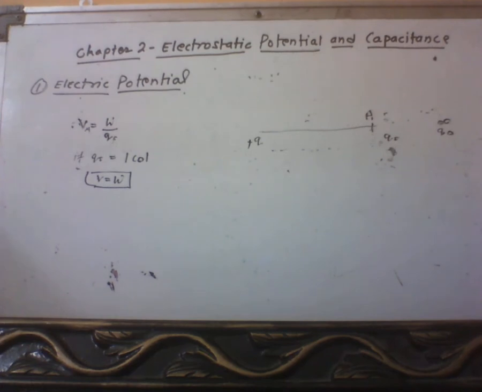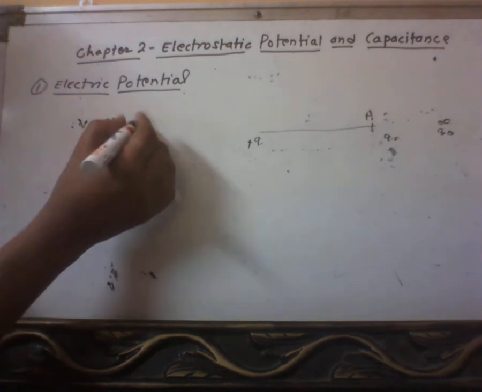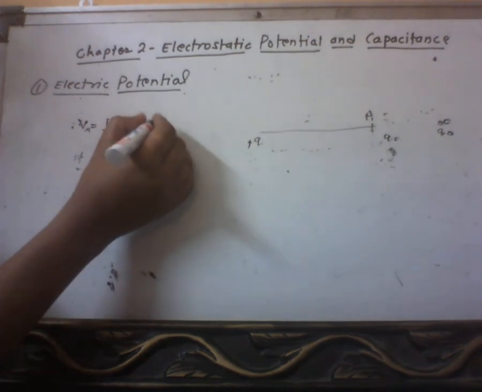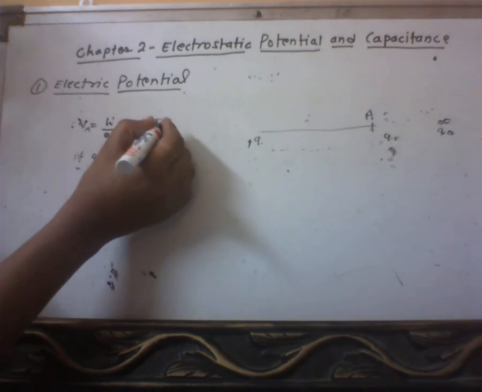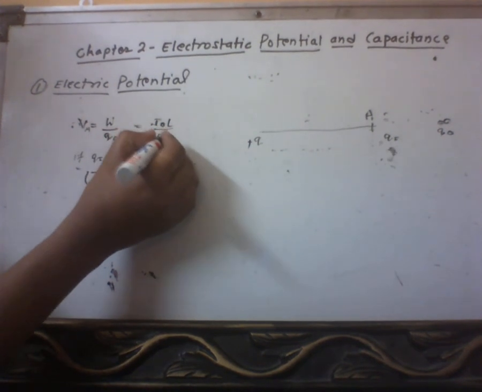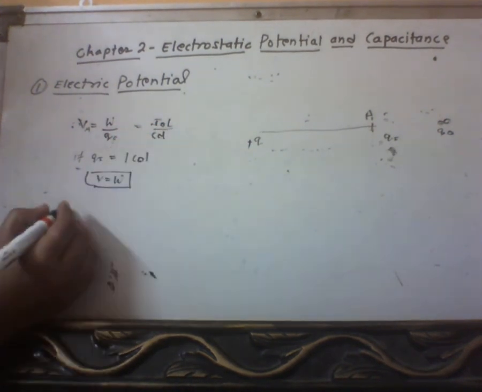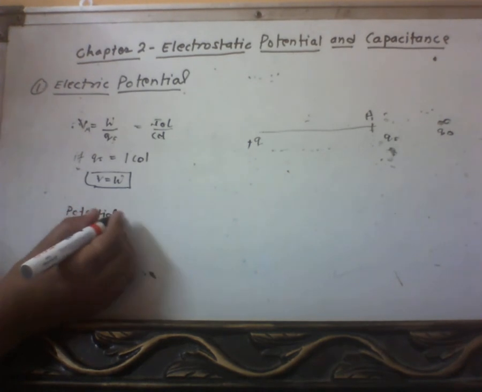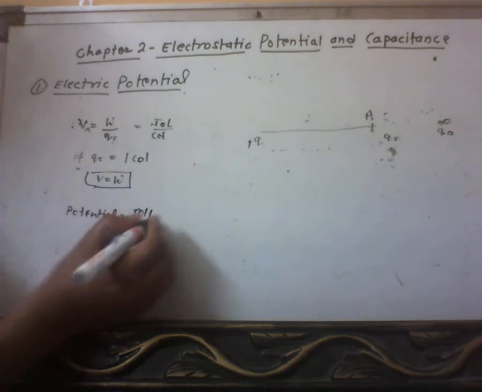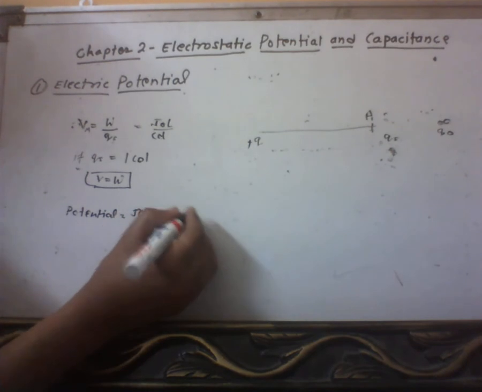Now coming to the SI unit, because we know that the unit of work is joule and that of charge is coulomb, the unit of potential is joule per coulomb, or volt.